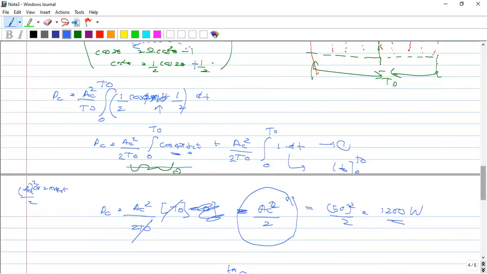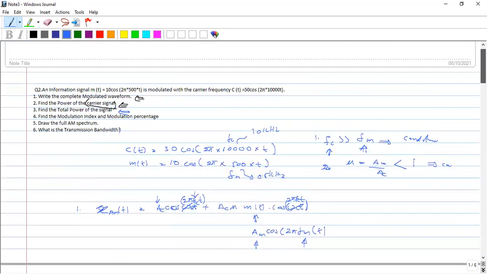Then what is the next one? Find the modulation index and modulation percentage. Modulation index is defined as Am by Ac. What is the Am here? 10. Ac is 50. So it is 10 by 50, that means 0.2. What is the percentage? You have to get the percentage value, so here it is 20%. So this is the modulation index, and this is the modulation percentage.